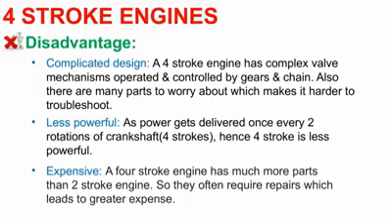The disadvantages of 4-stroke engines. Complicated design. A 4-stroke engine has complex valve mechanisms operated and controlled by gears and chain. Also there are many parts to worry about, which makes it harder to troubleshoot. Less powerful, as power gets delivered once every 2 rotations of the crankshaft, 4 strokes, hence 4-stroke is less powerful. Expensive. A 4-stroke engine has much more parts than a 2-stroke engine. So they often require repairs, which leads to greater expense.